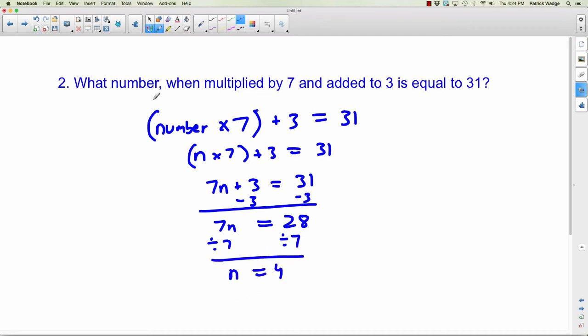Let's make sure that works. What number, when multiplied by 7, well, 7 times 4 is 28, and added to 3, 28 plus 3 is 31, so it works. N is 4.